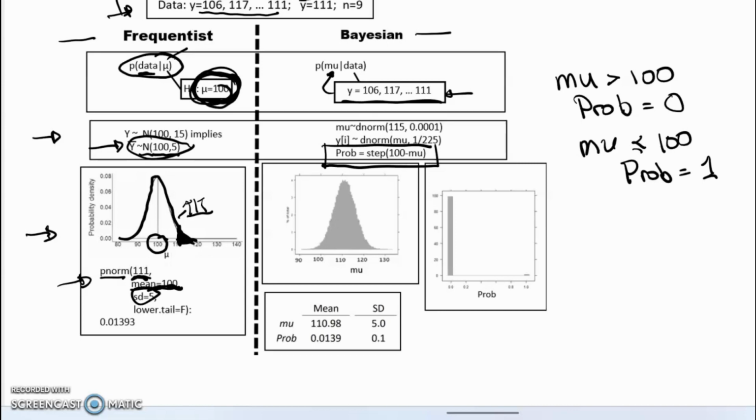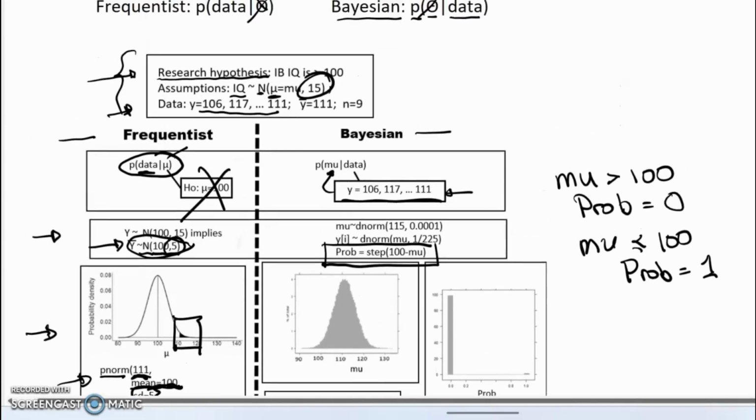Given the standard deviation of 5, that was calculated here. And we're going to use lower tail, because this is the upper tail. We really need the lower tail. What we get is a value of 0.01393. So what this means is that if our null hypothesis was true, the probability of observing the data that we got has a very low probability. That serves as evidence that the null hypothesis was false, and that serves as evidence that the research hypothesis was true.